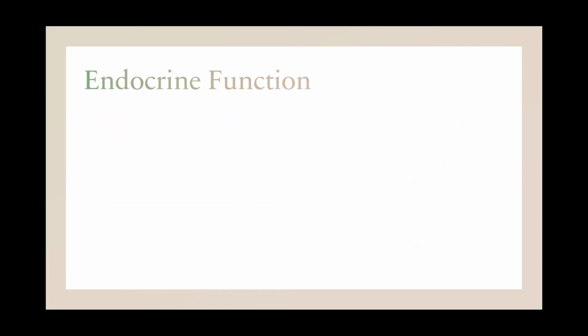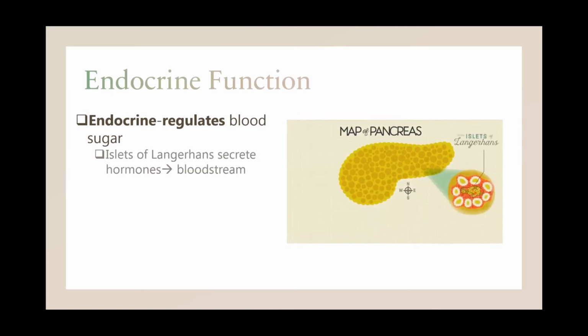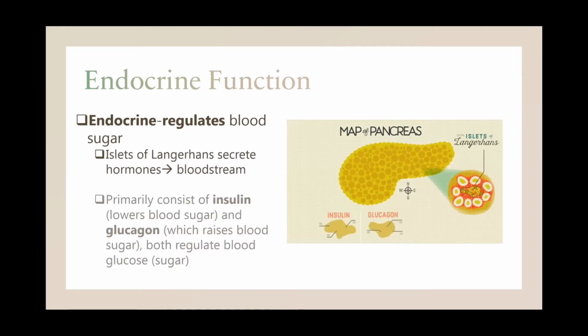Functioning as an endocrine gland, the pancreas secretes the hormones insulin and glucagon to control blood sugar levels throughout the day. The gland has islets of Langerhans, which are endocrine cells, that secrete hormones into the bloodstream. The hormones primarily consist of insulin, which lowers blood sugar, and glucagon, which raises blood sugar. They both regulate the level of blood glucose.